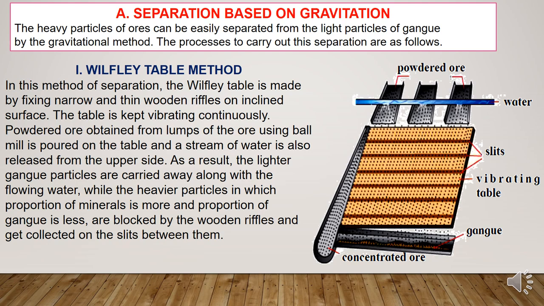So here you can see, as the water flows over it, the minerals get trapped between the wooden riffles and the waste keeps flowing away from the wooden riffles. Okay, so that way this is one of the methods by which the minerals can be separated from the impurities.